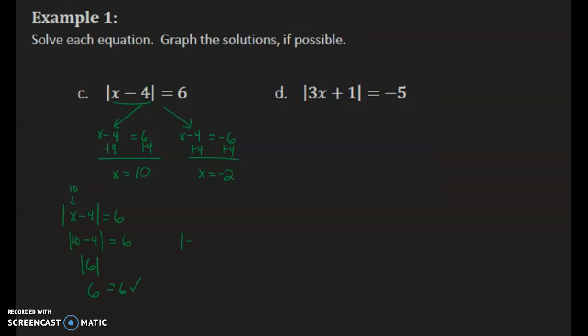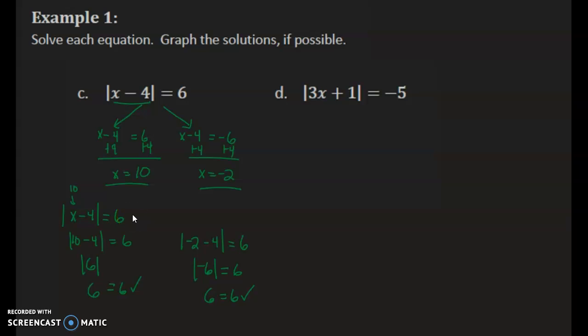Let's also try plugging in -2 for x. We're going to plug in -2 where the x was. We still have the absolute value bars, the -4, and the equals 6. So -2 minus 4 is -6, still inside the absolute value bars. The absolute value bars take this -6 and turn it into positive. And that shows you 6 equals 6, that does check out. So our answers of 10 and negative 2 were correct.